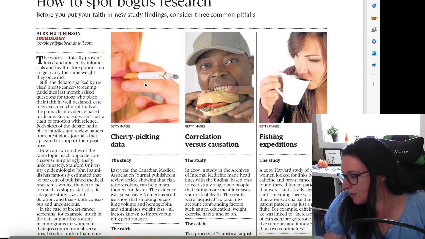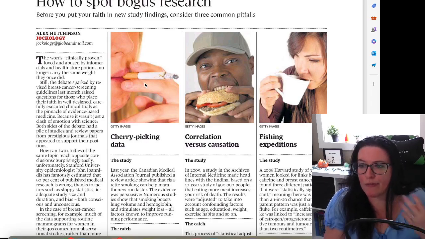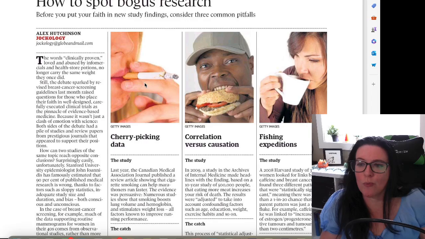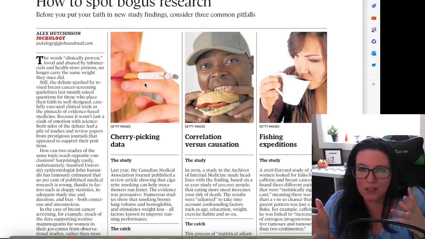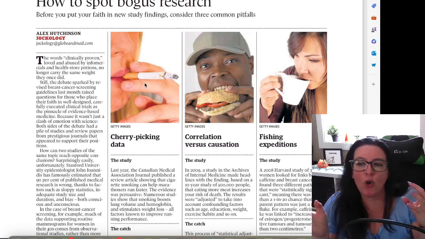So when we take into account factors such as age, education, weight, exercise habits, we talk about controlling other variables to make sure that we are really measuring the impact of one on the other. We're doing that causal research design. We want to control everything else.